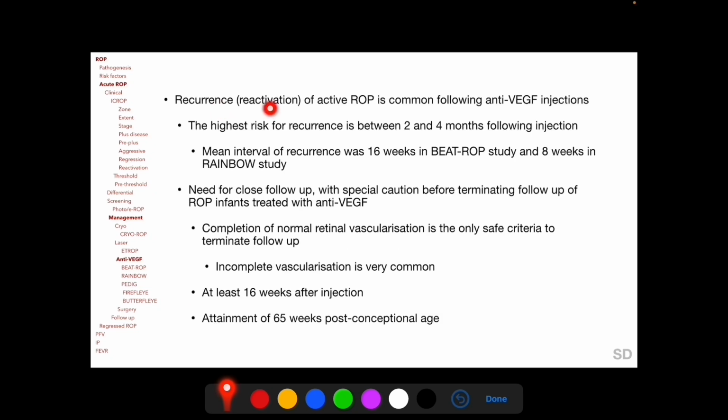Recurrence or reactivation of ROP is common following anti-VEGF injections, and the highest risk of recurrence is between 2 and 4 months following injection. So there is a need for close follow-up with special caution before terminating follow-up of ROP infants treated with anti-VEGF. Completion of normal retinal vascularization up to the ora serrata is the only safe criteria to terminate follow-up, but as we have mentioned, incomplete vascularization is very common. Alternatively, it is recommended that following anti-VEGF injections for ROP, follow-up should be continued at least 16 weeks after injection or attainment of 65 weeks post-conceptional age, and this is important to remember.